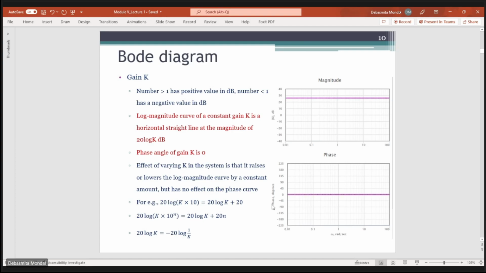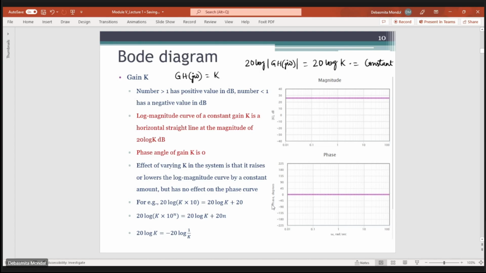Okay, so let's try to analyze for the gain only, K. I'm just writing G H of j omega equals K. If the value of K is greater than 1, then the magnitude will be 20 log modulus of G H of j omega. This will be the magnitude plot. So this is nothing but 20 log K, right? And since K is constant, this is also a constant value, right?